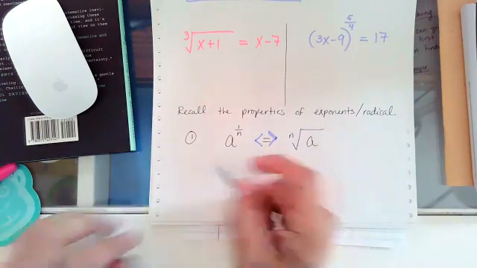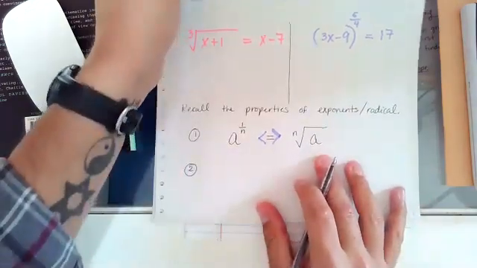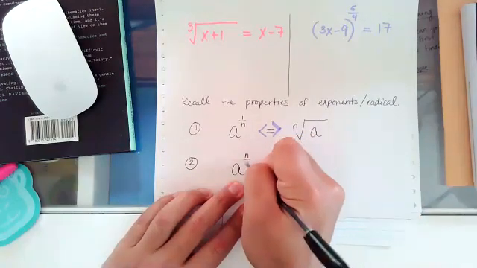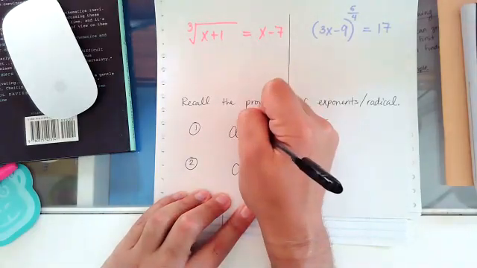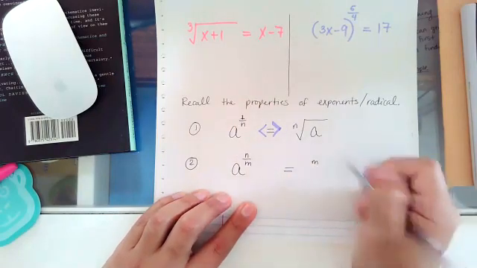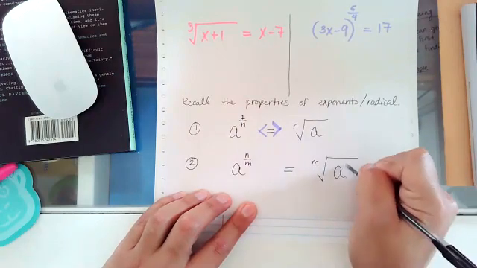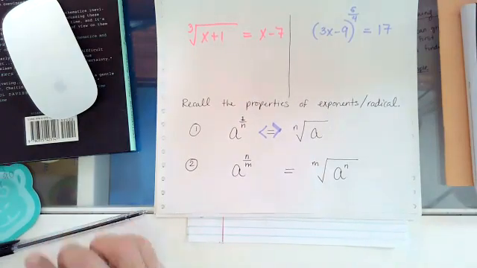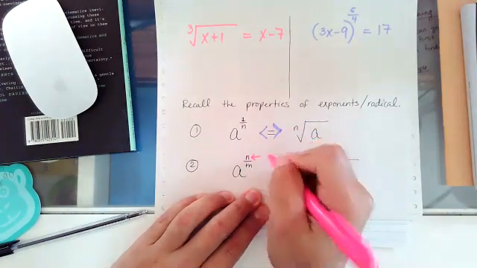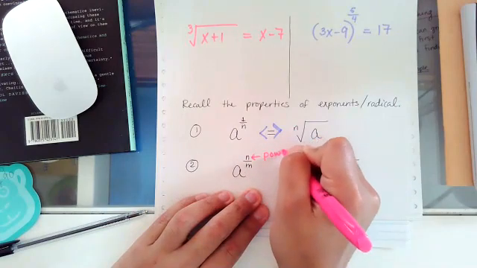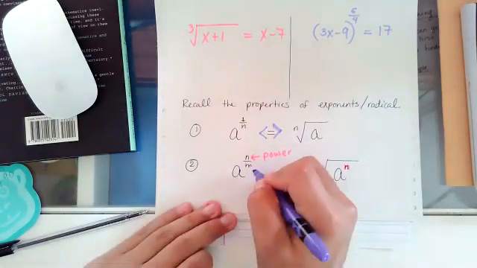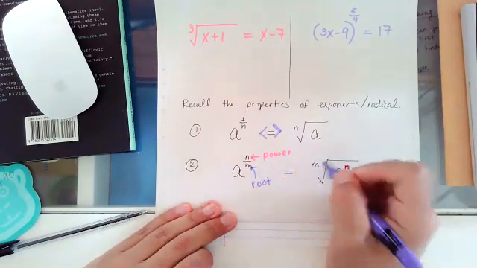So let me introduce this second, more familiar or more common property, and that is that if we have something raised to a fractional power where the top of the fraction is not 1, then that's equal to the mth root of a to the nth power. So the numerator of this fractional exponent is the power, and we have a raised to that power over here. And the denominator of that fractional exponent is the root. So that goes out here.